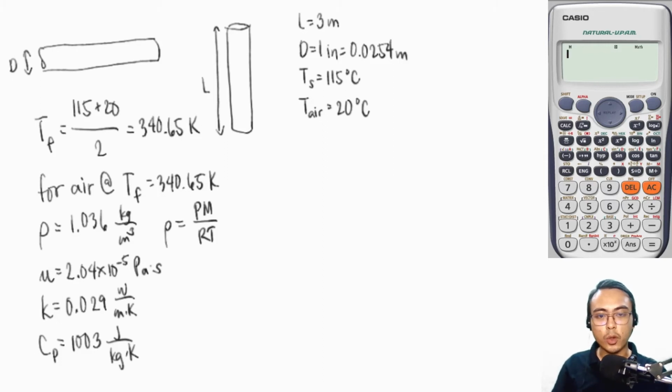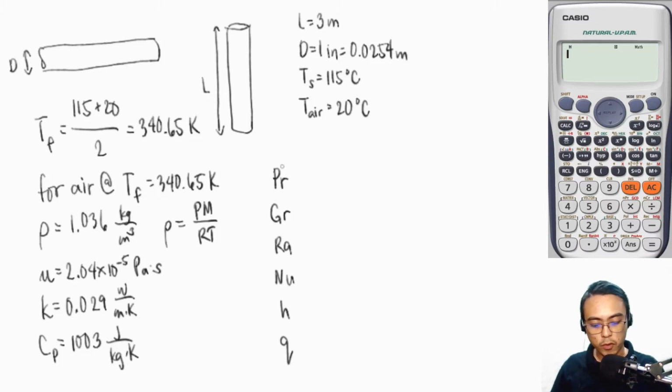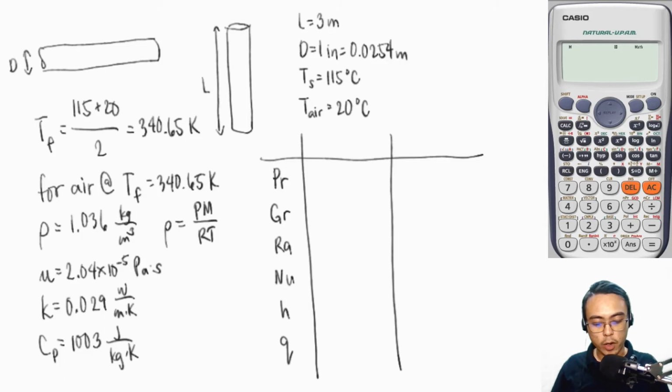Now we can proceed to solve for the dimensionless numbers important to identify the rate of heat transfer by natural convection. Those are Prandtl number, Grashof number, Rayleigh number, Nusselt number, and then from the Nusselt number, we can solve for the heat transfer coefficients, and from that, we can solve for the rate of heat transfer. We will be solving two values of each dimensionless number, one for a horizontal cylinder and one for a vertical cylinder.